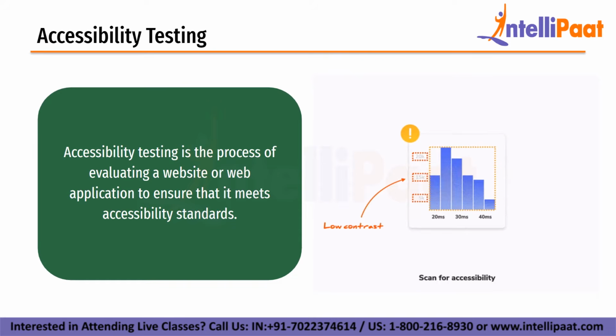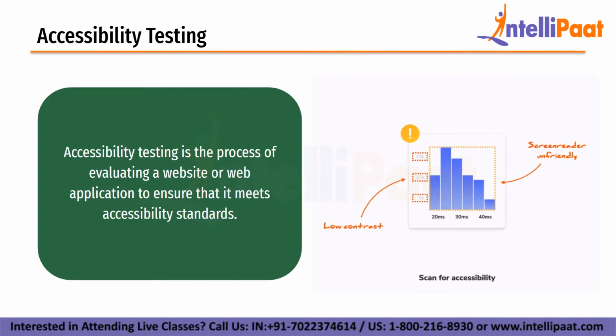Manual testing involves using assistive technologies such as screen readers, voice recognition software, and keyboard-only navigation to evaluate the website or application. Manual testing is often more thorough and accurate than automated testing, but can be time-consuming and requires specialized skills. Automated testing involves using software tools to scan the website or application for accessibility issues. These tools can identify issues such as missing alternative text for images, improper heading structure, and inadequate color contrast.